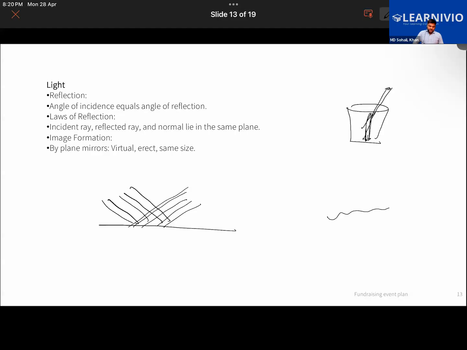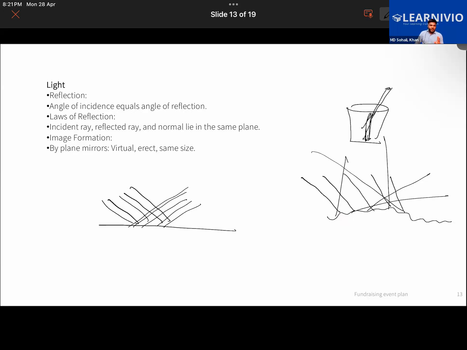But if it is an irregular surface, an uneven surface like this, although all the rays of light are hitting it parallel to one another, after hitting it they are going to get reflected into random directions like this. Getting it? So that is the case of irregular reflection.